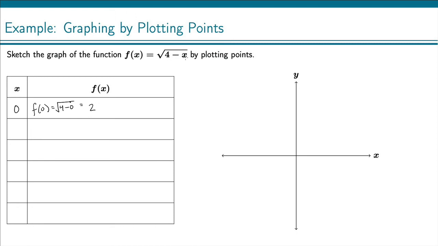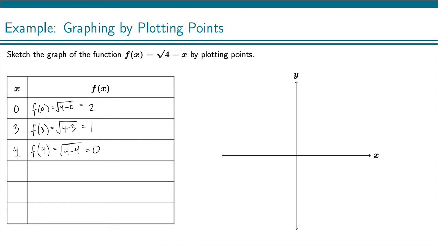So 0 worked nicely. The square root of 1 is pretty easy, so that comes from plugging in x equals 3. Okay, so plug in 3, you get f of 3 is the square root of 4 minus 3, which is just 1. The square root of 0 is also easy to get, and so that would be x equals 4. So we're going to plug in 4. f of 4 is the square root of 4 minus 4, which is 0.